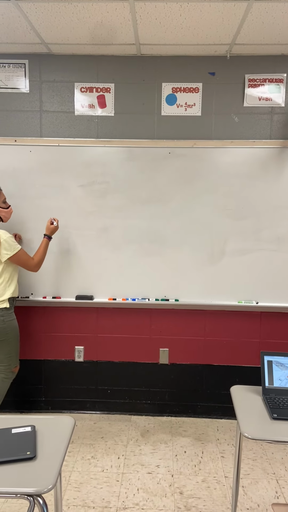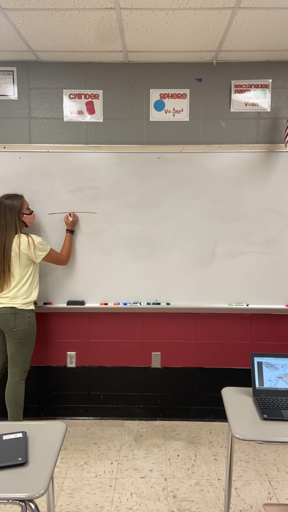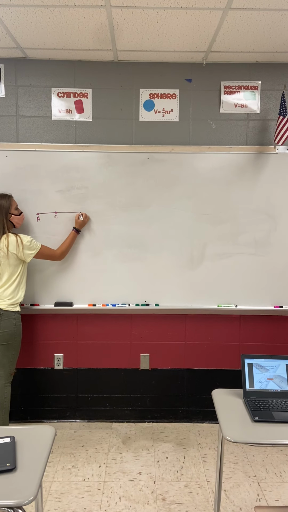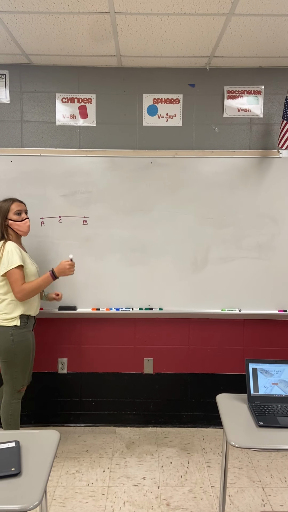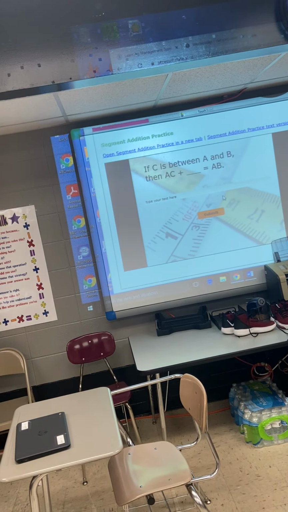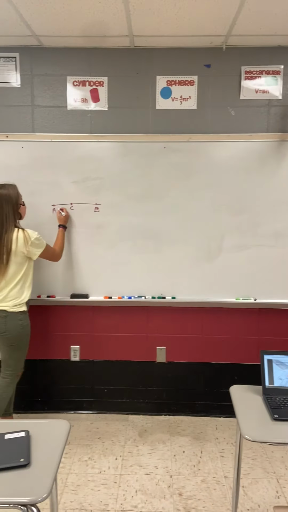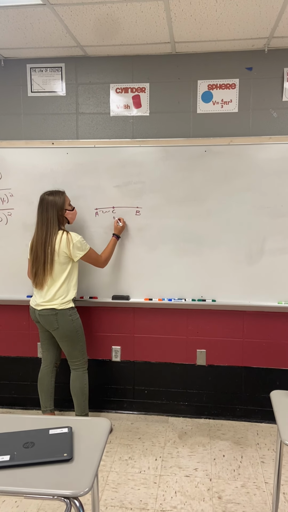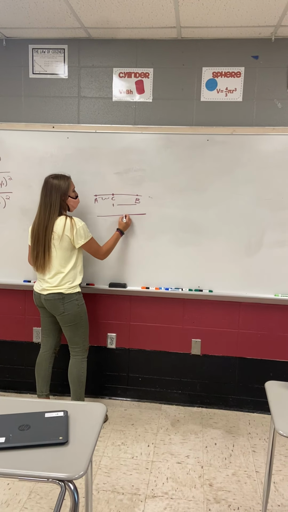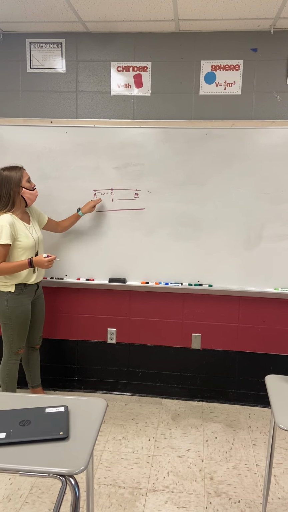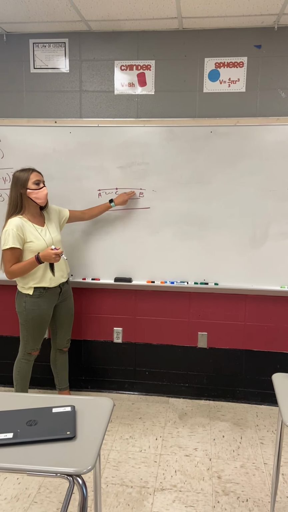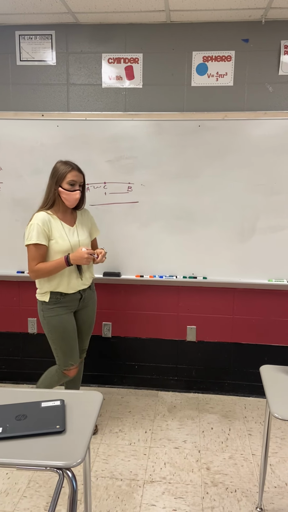So it says if C is between A and B. So I know C is going to be between A and B. And it says then AC plus blank equals AB. So I know that this AC plus blank equals this whole AB. So the blank, we have AC plus, so what goes in the blank is going to be CB. So that's your answer for the first one.